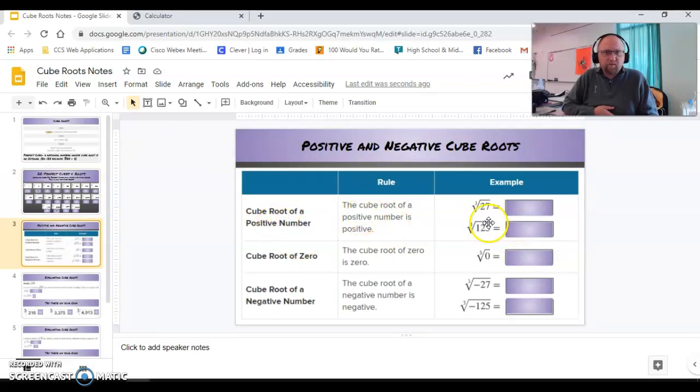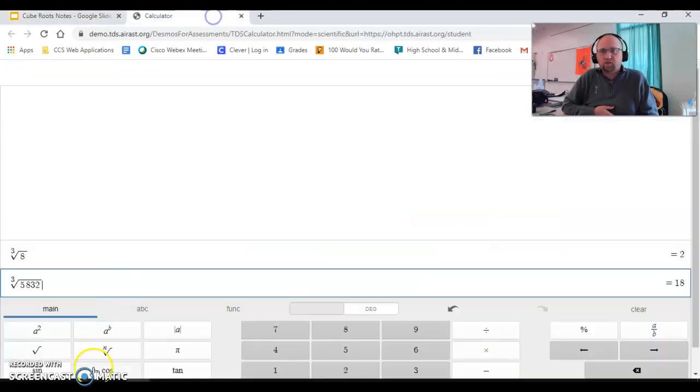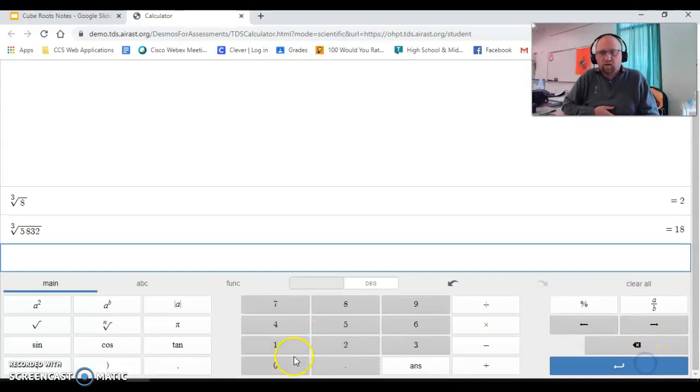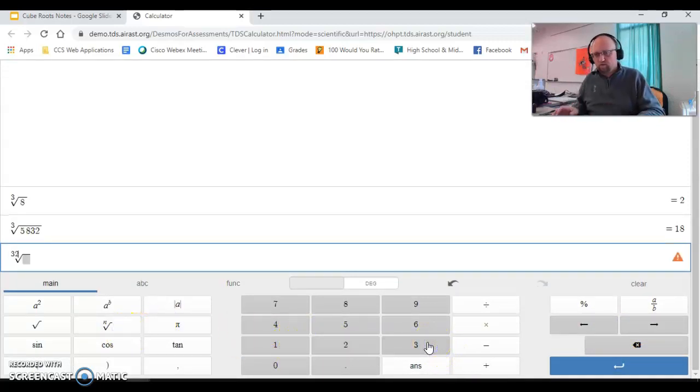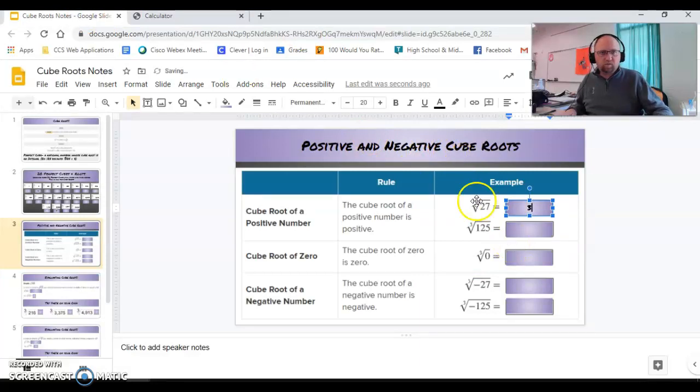Anytime you're taking a cube root of a positive number, your answer is positive. So if you're looking for the cube root of, say, 27, I'm just going to go here and hit enter, and then I'll do the cube root of 27, and my answer is 3. So anytime I'm taking the cube root of a positive number, my answer will always be positive.